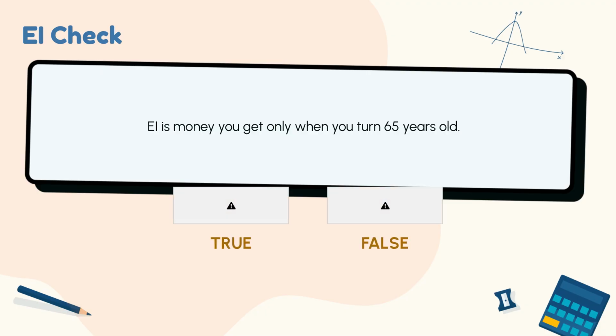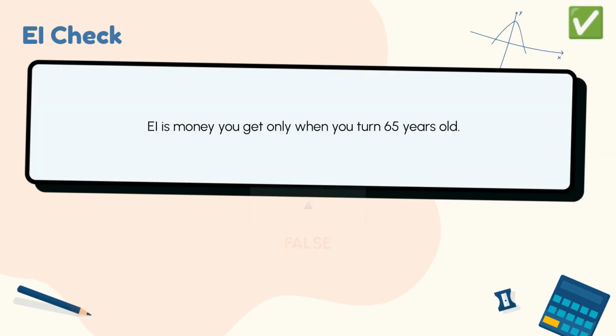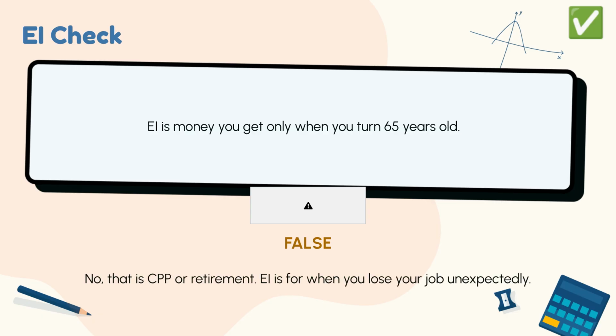Here is an EI check question. EI is money you get only when you turn 65 years old. Is this statement true or false? The answer is on the next slide. The statement is false. That money is from CPP or retirement funds. EI is for when you lose your job unexpectedly.